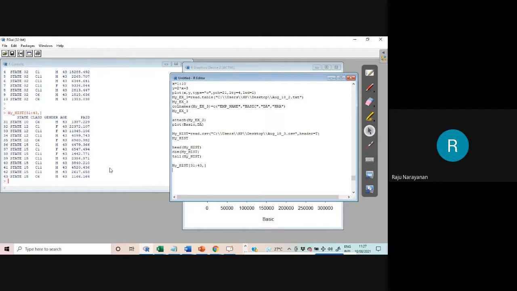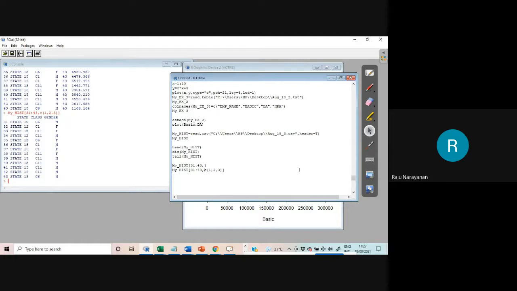Suppose you want to see only the first 3 columns. What is to be done? My hist, square bracket, 31 to 43, comma, c bracket 1, 2, 3. There are 5 columns. It will give you only the 3 columns.